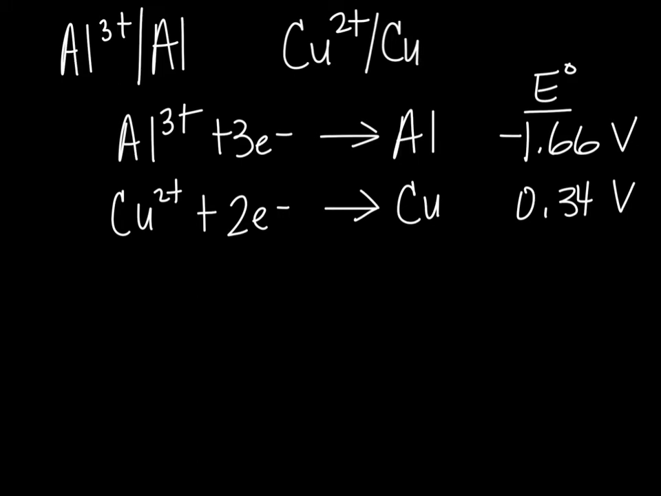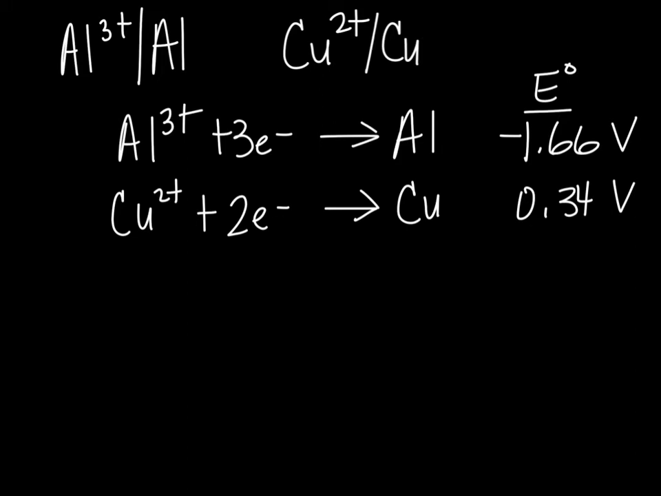Now in order to make an electrochemical cell, it is a redox reaction. So that means we have to have one reduction and one oxidation. So in order to get one of these equations to be an oxidation, we have to reverse it, because both of them right now are reduction. And there is a method to determine which one you should reverse. When you reverse an equation, you also would reverse the sign on the voltage.